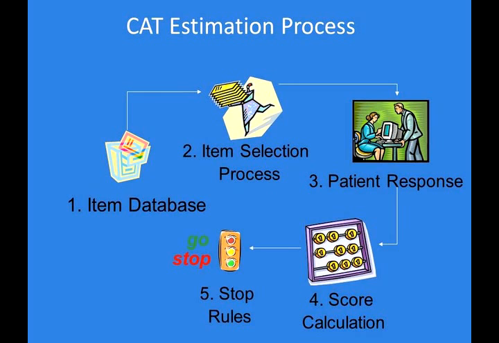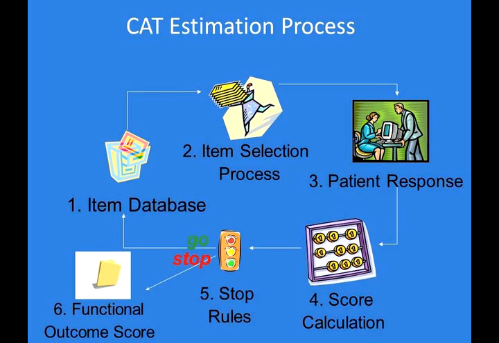The AMPAC stopping rule can be set to administer a specific number of items or reach a desired confidence interval, depending on the preference of the clinical setting or research team. Additional items are selected until the stopping rule is met. The program then provides the final functional score estimate and the precision of the estimate.